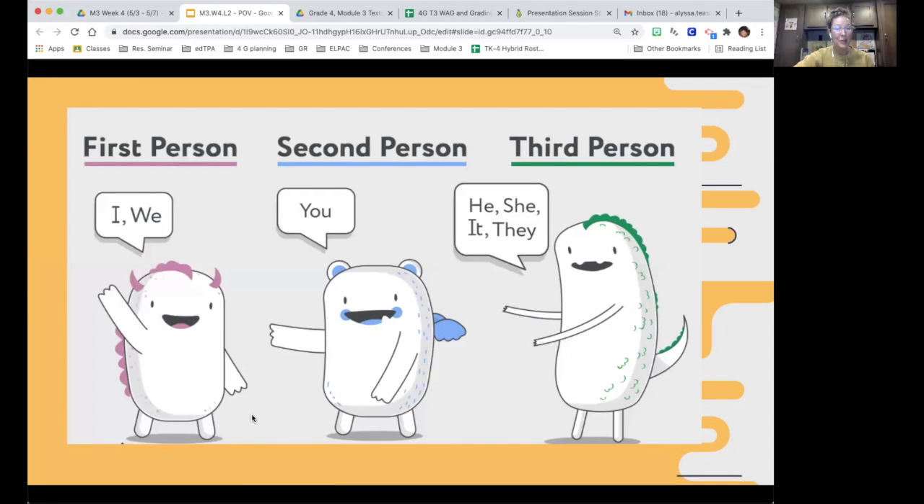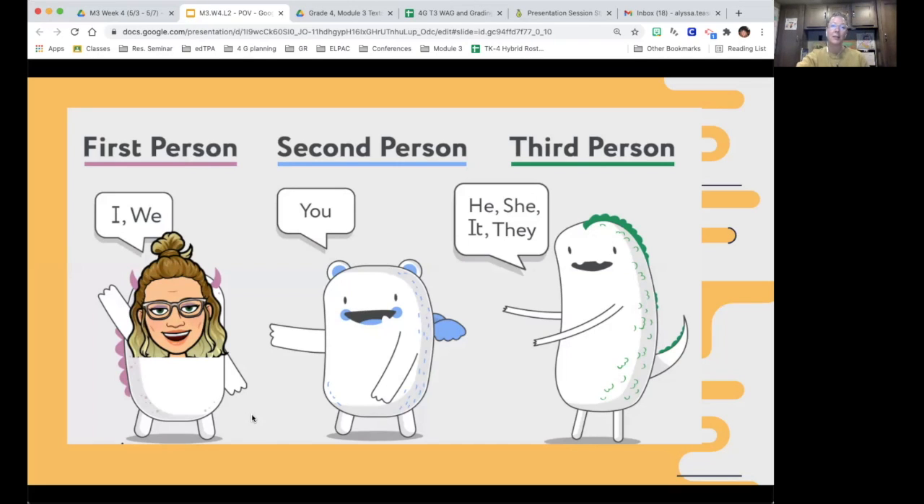One thing I use to help me remember first, second, third person point of view is I think about proximity, what's closest to me. So first person is using those clue words I or we. I'm the closest to myself. I'm first person. Second person, that's using the clue word you. You're right next to me. You're second person.